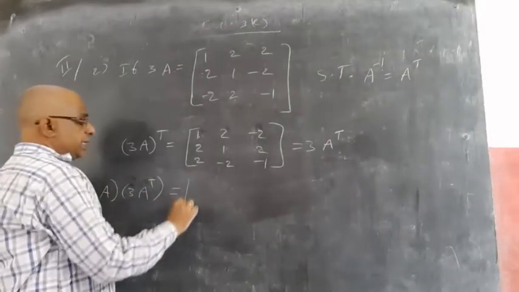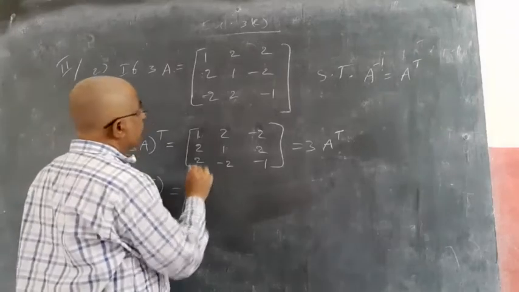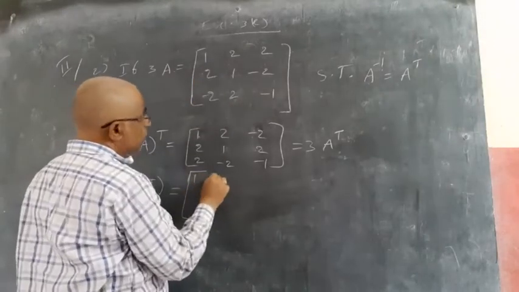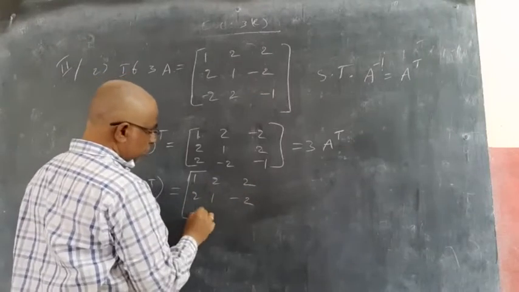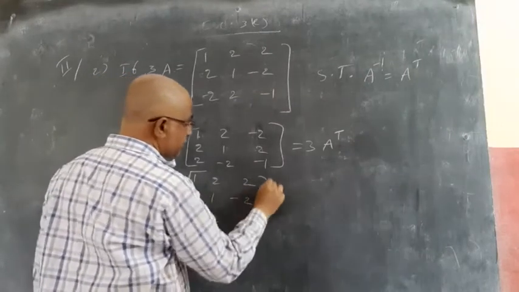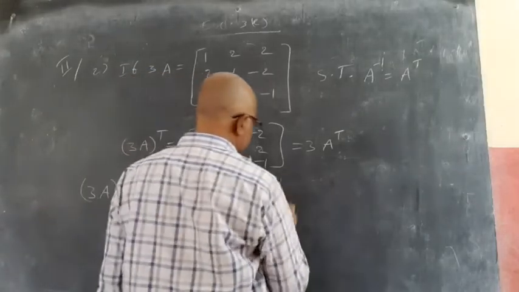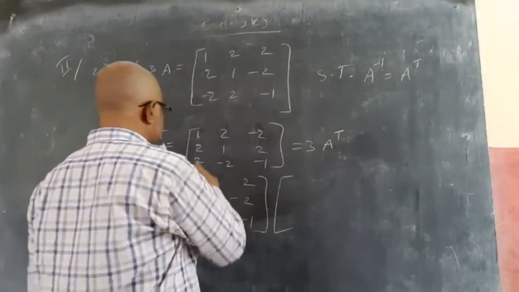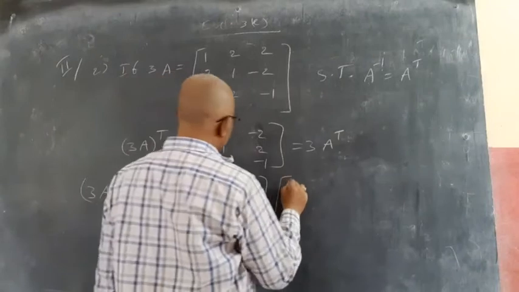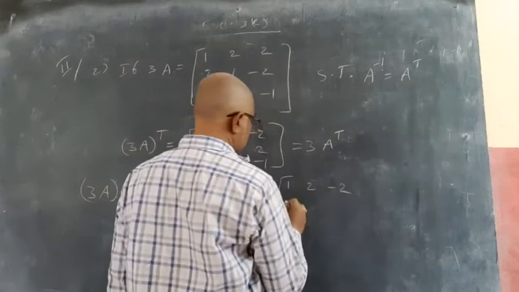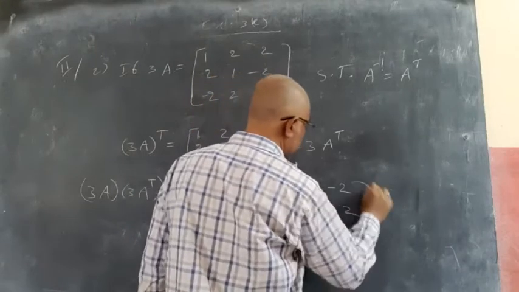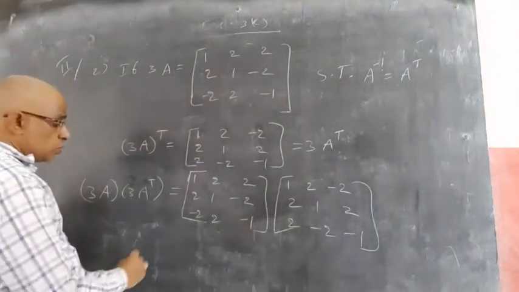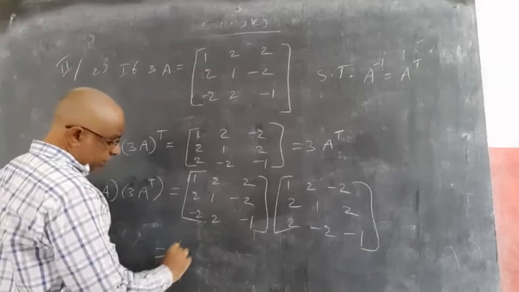So what is 3A? This is 3A: 1, 2, 2; 2, 1, minus 2; minus 2, 2, minus 1. Into 3A transpose, which means this: 1, 2, minus 2; 2, 1, 2; 2, minus 2, minus 1. Now find the product of the two. You know how to multiply the two matrices.